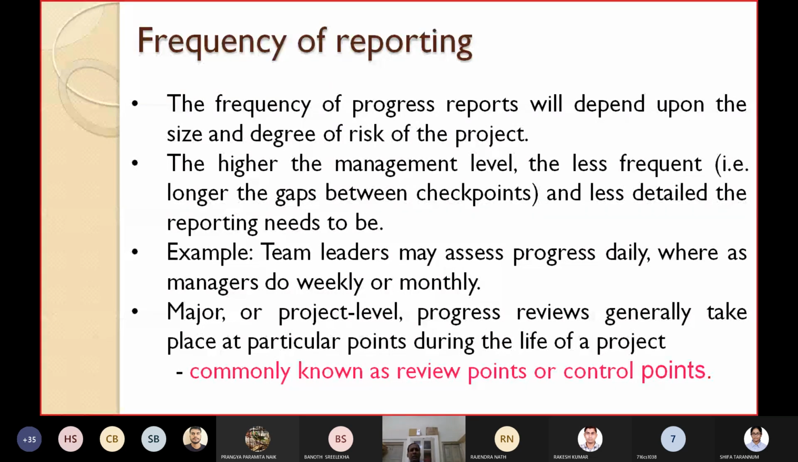The higher the management level, the less frequent is the reporting, isn't it? And the less detailed the reporting needs to be. Say the steering committee or the project manager. So as you go up in the hierarchy of project management, the frequency of reporting is less, as well as the content of the details. The higher the management level, the longer the gaps between checkpoints and the less detailed the reporting needs to be. For example, as I have already told you, team leaders may assess progress daily, whereas managers do monthly or weekly. We have already seen this.